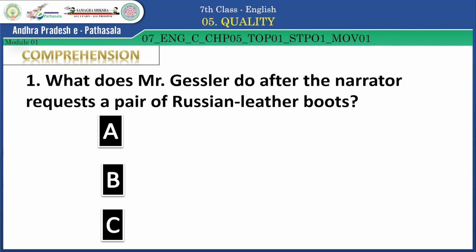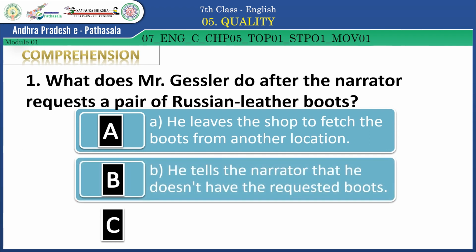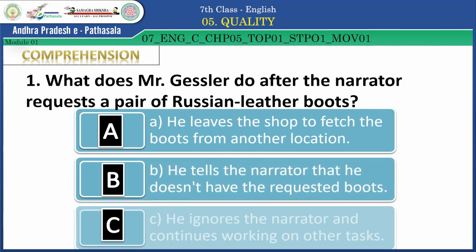You are enjoying the story now. It is very interesting. Let's have 3 questions on the story part we have just dealt with. The first question is, what does Mr. Jessler do after the narrator requests a pair of Russian leather boots? Options are A. He leaves the shop to fetch the boots from another location. Option B. He tells the narrator that he doesn't have the requested boots. Option C. He ignores the narrator and continues working on other tasks. Now, answer this question quickly.